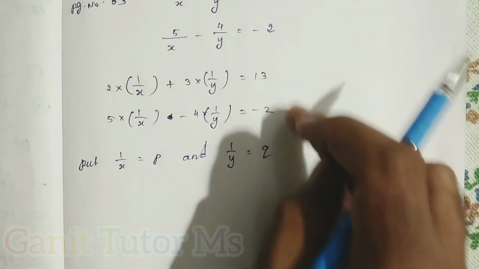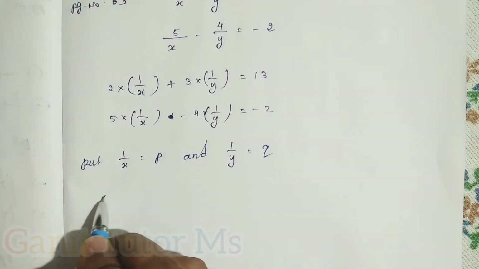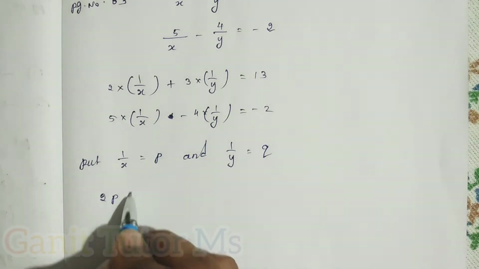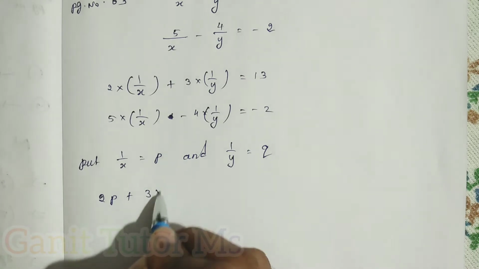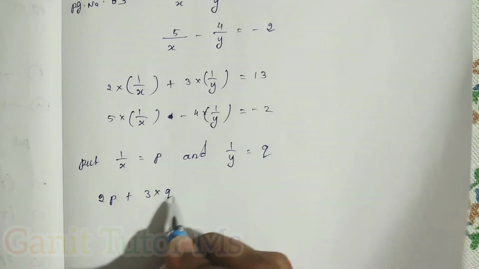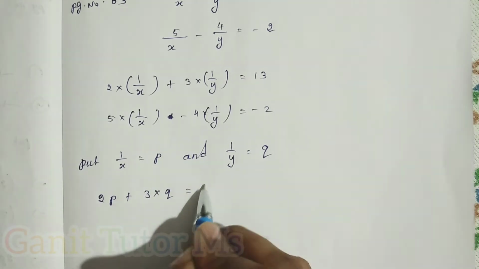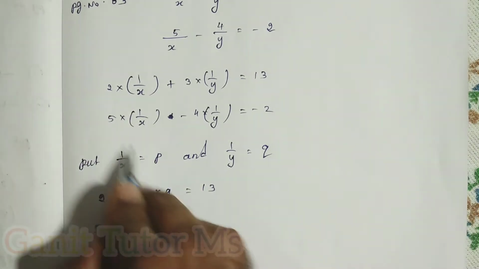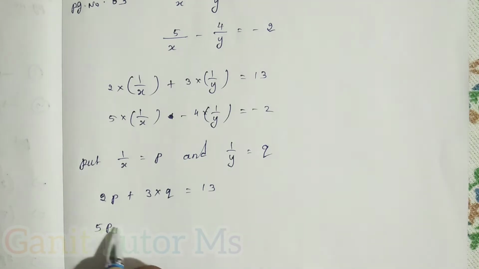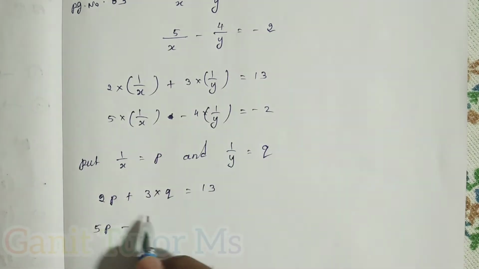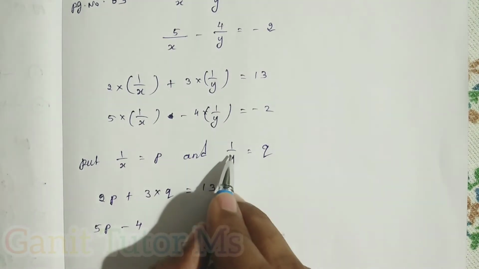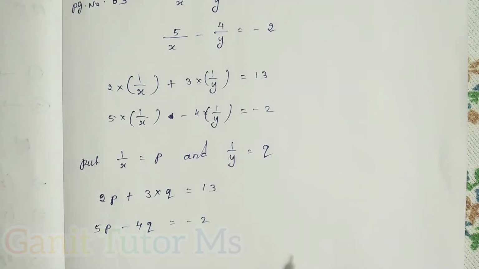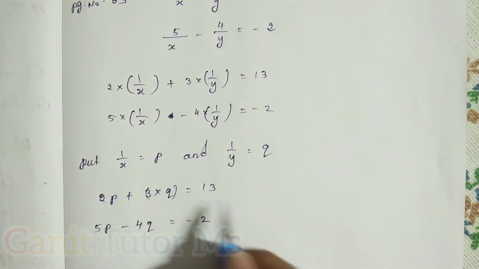So the equations can be written as 2 into p, that is 1 by x, so 2p, plus 3 into 1 by y, that is q, so 3q equals 13. Second equation: 5 into 1 by x, here p, so 5p, minus 4 into 1 by y, the 1 by y is q, so 4q equals minus 2. Now these equations are linear.